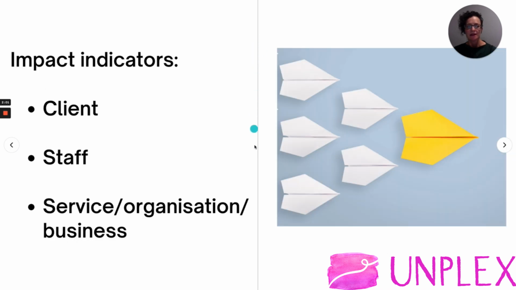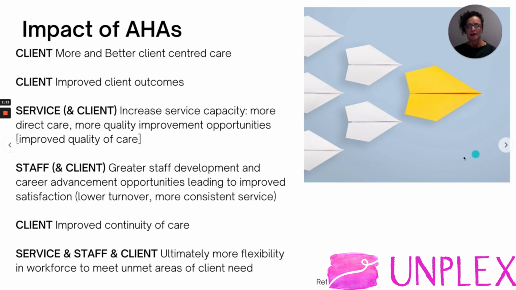Let's drill down now and look at some of the more specific impact indicators. In our research over the last 20 years, we've identified the way that allied health assistants impact on client outcomes, staff outcomes, and service and organisation level outcomes. We're going to talk about this now in the next few slides.